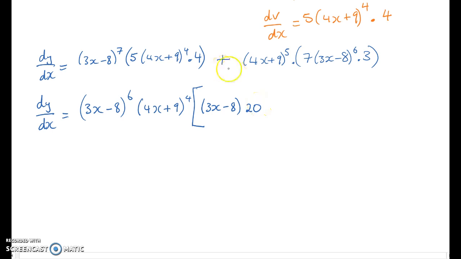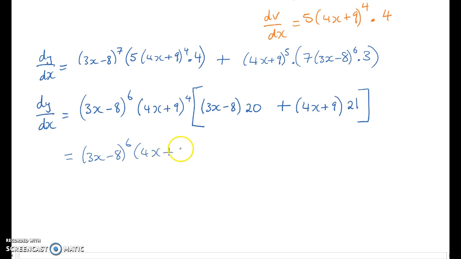Then plus, now we had (4x plus 9) to the power of 5. We pulled out (4x plus 9) to the power of 4, which means we still need one more. So that's 4x plus 9. And out of this parentheses, we pulled out the (3x minus 8) to the power of 6. We pulled all of that out, which leaves us 7 times 3, which is 21. So we're going to have (3x minus 8) to the power of 6 times (4x plus 9) to the power of 4.